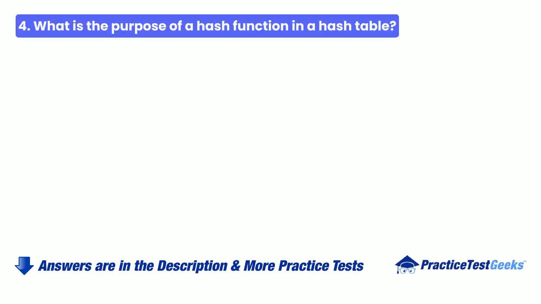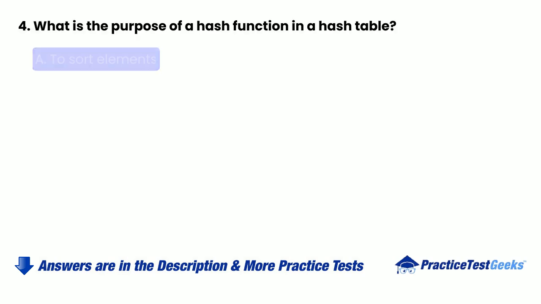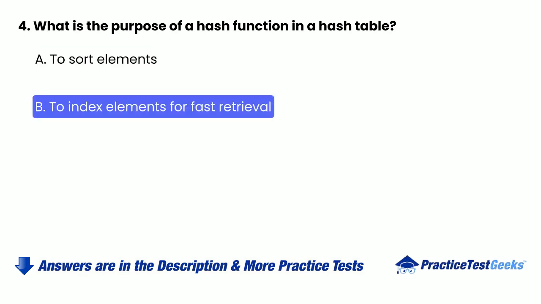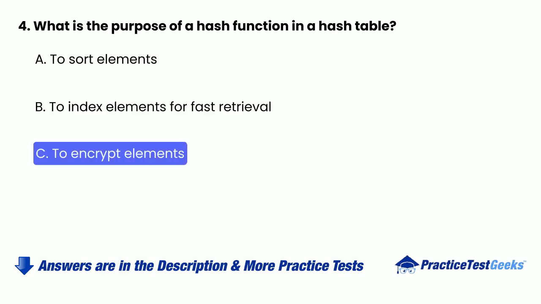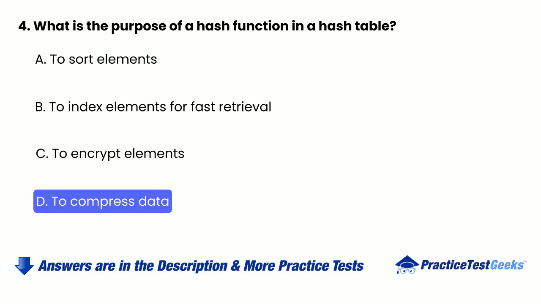4. What is the purpose of a hash function in a hash table? A. To sort elements. B. To index elements for fast retrieval. C. To encrypt elements. D. To compress data.